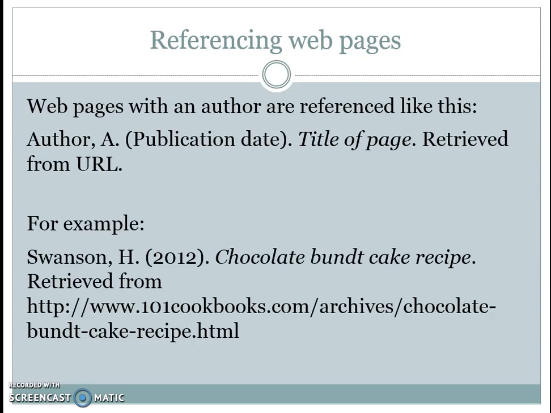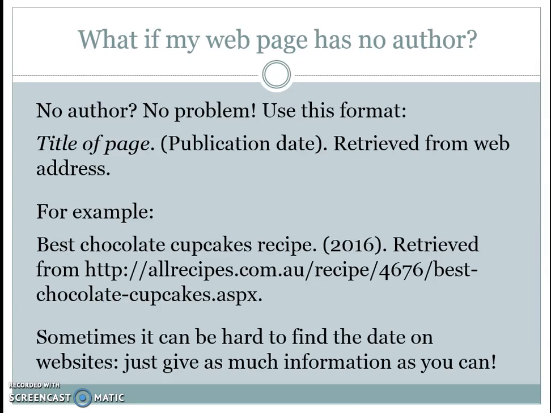used. Okay? As you know, a lot of web pages may not have an author. So they might not list an author for you. That's okay. Generally, with referencing, the important thing is to give as much information as you can. So if that information is not available, you just use a different format. So you use the title of the page in italics, publication date, and then the URL. So there's an example down there.